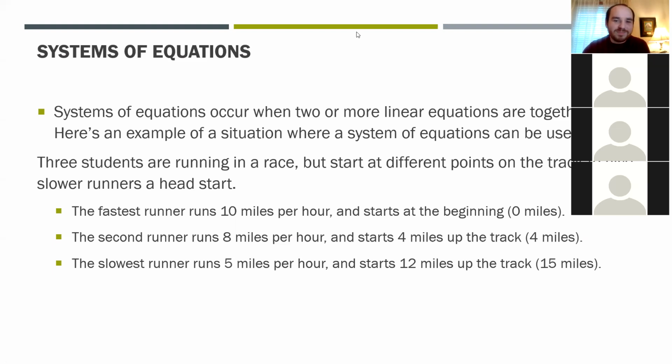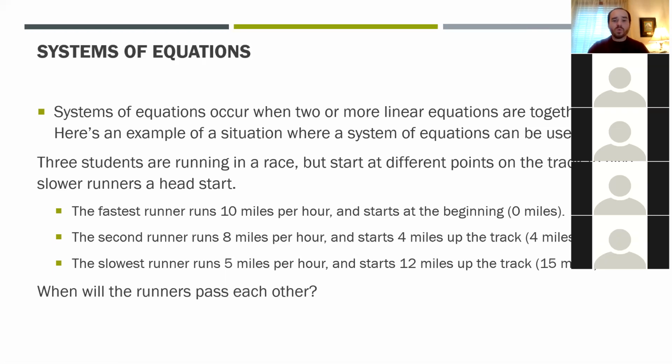So Brennan, Pamela, and Todd are all running a race. Brennan's going to be our fastest runner. He runs 10 miles an hour, and he's going to start at the beginning of this race. We're giving Pamela a little bit of a head start. She's a little bit slower than Brennan, but she's still pretty fast. So she's running 8 miles an hour, and we start her 4 miles up the track. And then our slowest runner, Mr. Todd, he only runs at 5 miles an hour, so we're giving him a 12-mile head start. Yeah, I basically just walk. That's it. Yeah, that is actually kind of just a fast walk, but that's not really the point.